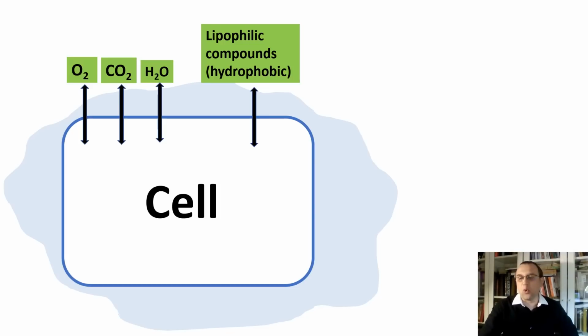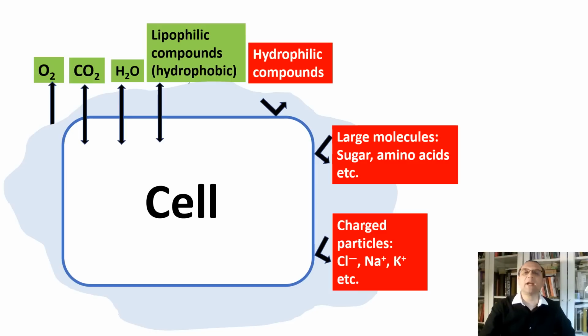Such substances as water, oxygen, carbon dioxide, lipophilic compounds go easily through the cell membrane. They diffuse through the cell membrane. However, cell membrane restricts diffusion of hydrophilic compounds, large molecules of sugar, amino acids, and highly charged particles. The passage of such molecules and particles relies on the specific transport protein embedded in the cell membrane. And for such transport to happen, cell has to pay with ATP molecules. This is what we call active transport.